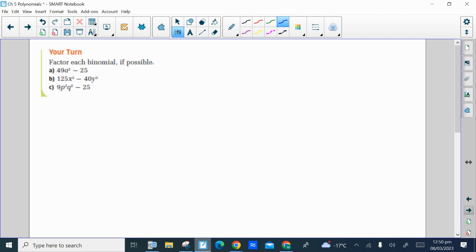So for these ones, again, we're going to factor each if possible. The first one, 49a squared, take away 25, is difference of squares, because you've got two terms, there's a minus sign in between, and both terms are perfect squares. The square root of 49a squared is 7a. The square root of 25 is 5. One's a plus, one's a minus. There's your factors.